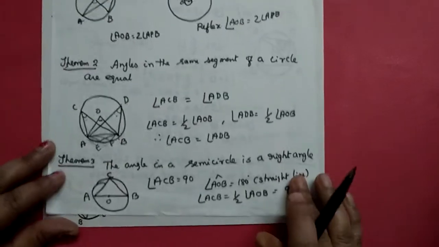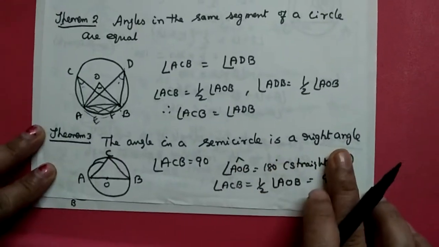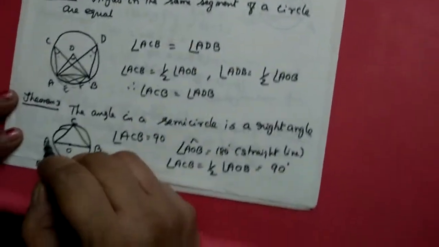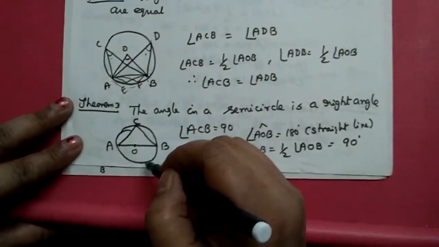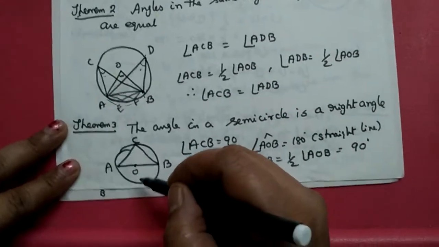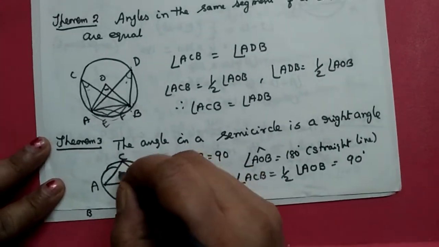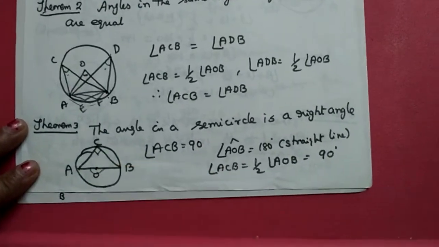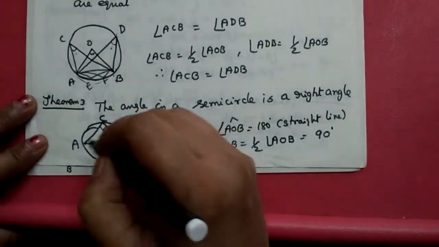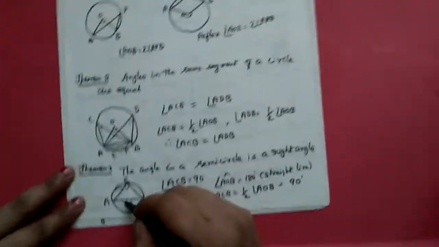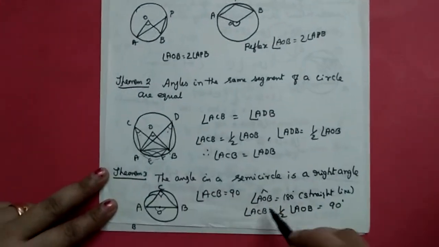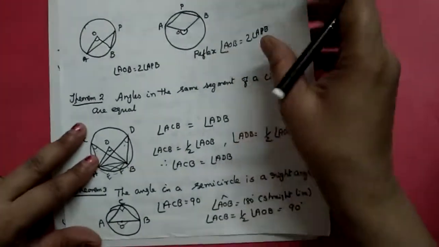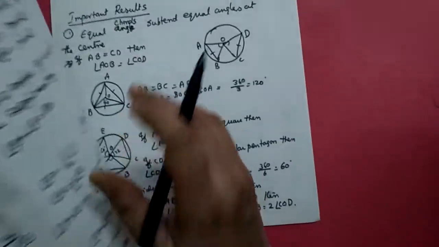Okay. Coming to theorem number 3. The angle in a semicircle is a right angle. See here, this is a semicircle. What is a semicircle? The diameter divides the circle into 2 parts. Each is called a semicircle. Now you are going to prove angle ACB is equal to 90 degrees. You know AOB is a straight line, that means 180 degrees. So according to the same theorem, in this half it should be half. Therefore ACB is equal to 90 degrees. Therefore the angle in a semicircle is 90 degrees.